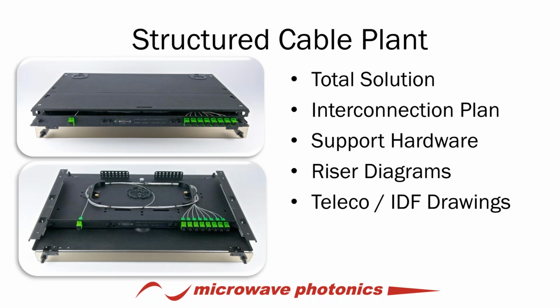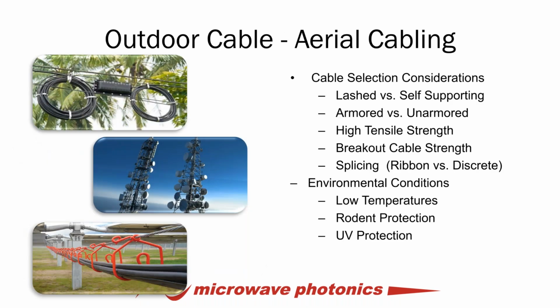One of the terms we hear when discussing fiber optic systems is a structured cable plant, and that refers to the total solution, the total interconnection plan: what support hardware is being used, how you are getting the signal from the transmit location to the receive location, how you are routing it across the risers within the building, and whether it is going to a telco, patch panels, or IDF locations. And when considering the structured cable plant, there's a lot of considerations. There's outdoor cabling, and you'll see here I've tried to put these considerations in there.